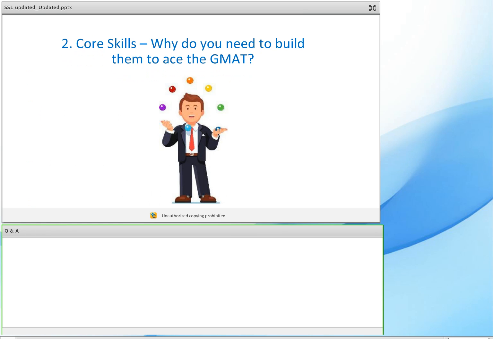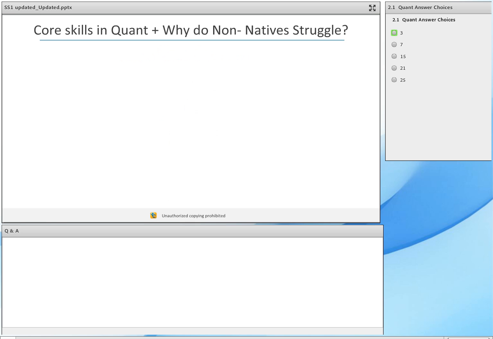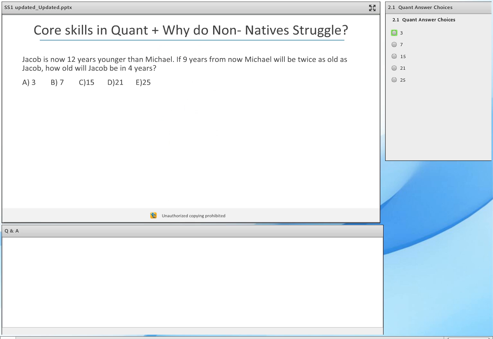Okay, let's talk about core skills and what's the importance of core skills when it comes to learning properly. And to do that, I'm going to make you solve a few questions. The first one is a word problems question. I'm going to give you 2 minutes to get to the answer. Here's the question. Take 2 minutes.